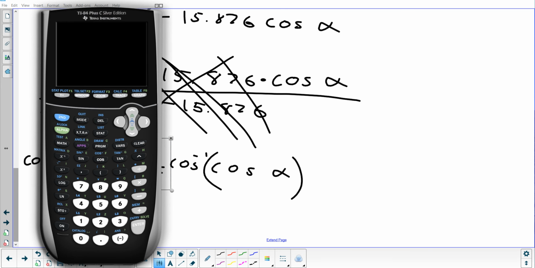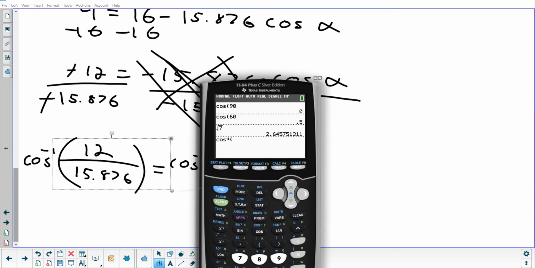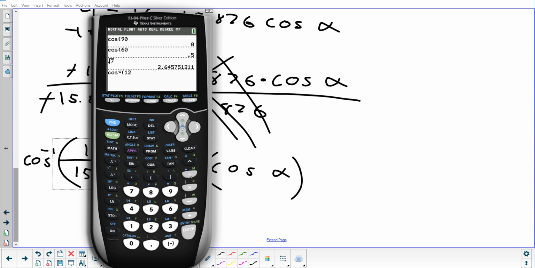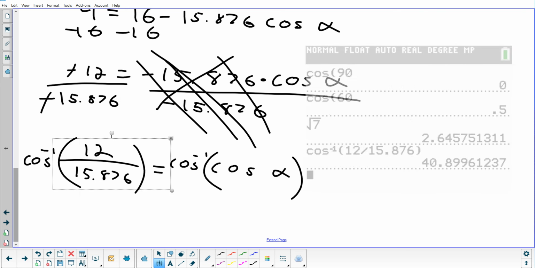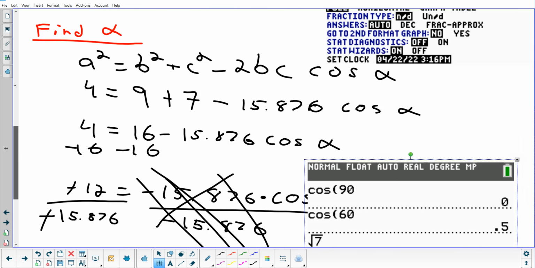All right, let's type it in. Inverse cosine of 12 divided by 15.876. That's how you type it in, and that's what you got. That's going to round up. So it's going to be 40.900. If we want to do 3 decimal places, they're zeros. 40.900.